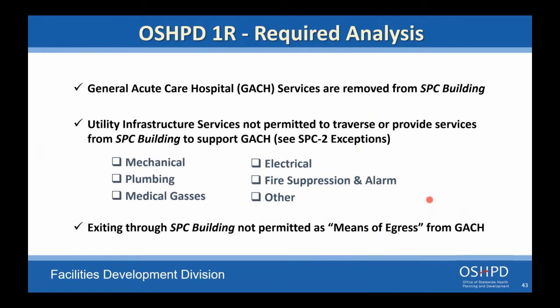So this is what's required. You have to remove general acute care services. The utilities cannot traverse from one side to the other without modification. There are exceptions to that. And this will affect mechanical, plumbing, your med gases, electrical, fire suppression, alarm, and other things as necessary. And exiting through the SPC building is not permitted as a means of egress from the acute care hospital. It can go the other way, and we'll cover that.